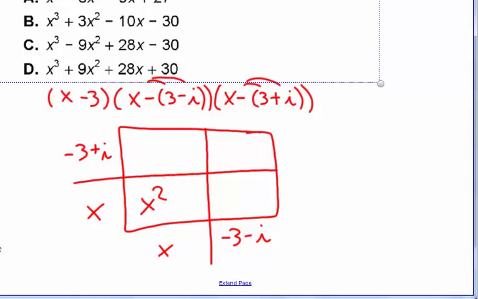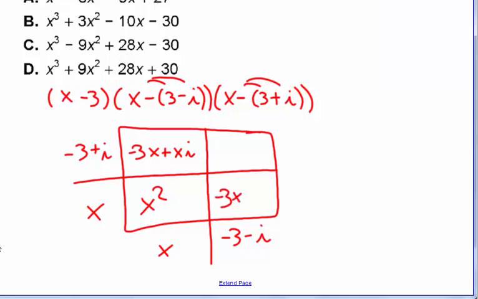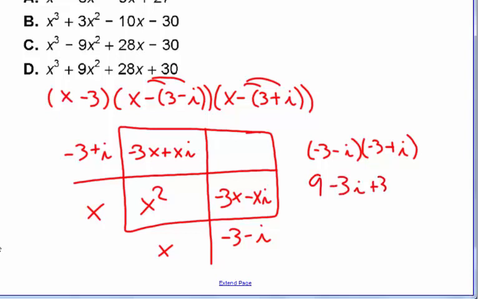So we have x squared, and then negative 3x plus xi, and then we'd have negative 3x minus xi, and then we would use the box method or FOIL, and we can multiply negative 3 plus i times negative 3 minus i. Notice the inner and outer terms will cancel each other out. So really we're left with 9 minus i squared, which is really just 9 plus 1, so we'd have a 10.